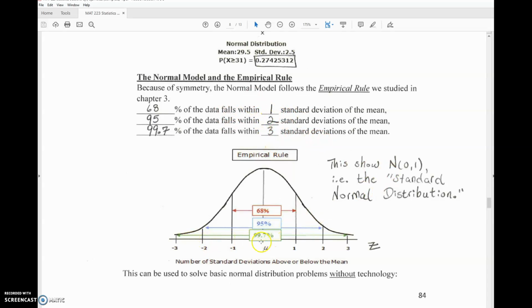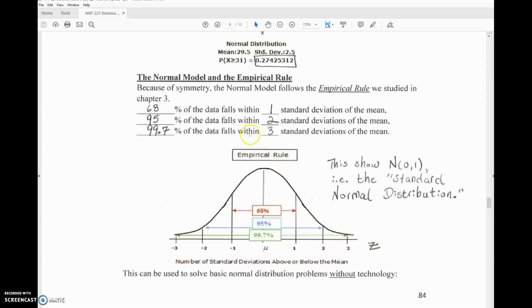Now the one I'm showing here is the normal distribution with a mean of 0 and a standard deviation of 1. And hopefully you recognize that that is the z-scores. We actually had a question on the first exam about this, that the mean of the z-scores is 0 and the standard deviation is 1. So this is called the standard normal distribution.